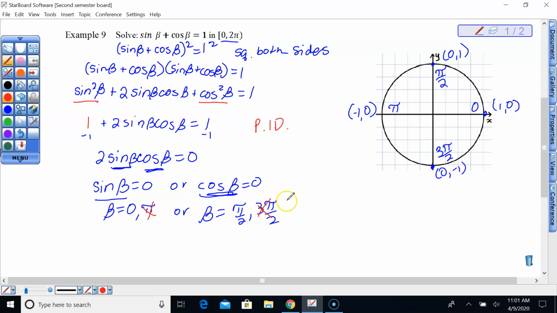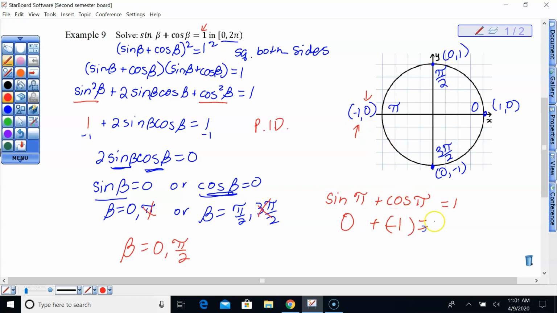Now let's see why that's actually the case. So we're saying that the solutions are 0 and pi over 2 according to Desmos when we check. So why doesn't pi work? Let's check. So we'll do sine of pi plus cosine of pi is supposed to equal 1. That's our original equation up here. Well, the sine of pi is 0. But cosine of pi is negative 1. And 0 plus negative 1 is not 1. So that solution is no good.